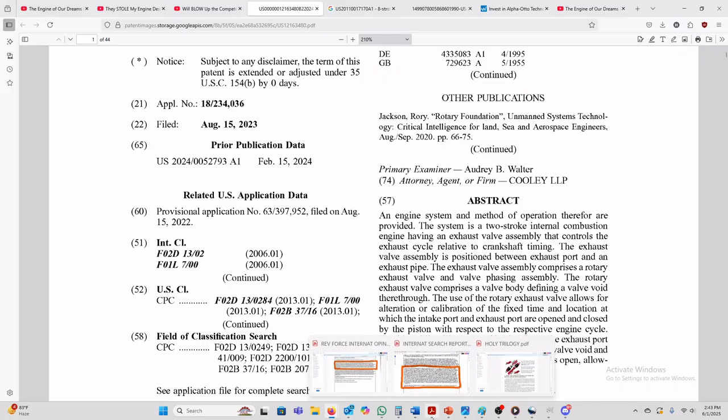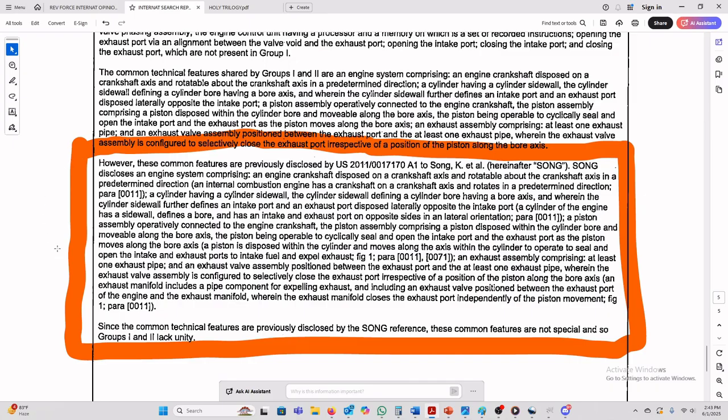They patented something far more narrow. I'll get into some comments from the patent examiners about it. And here's just an interesting conclusion. Since the common technical features are previously disclosed by the Song reference, the Song engine, by the way, not a great engine, in my opinion. These commons are not special, and so groups 1 and 2 lack unity.